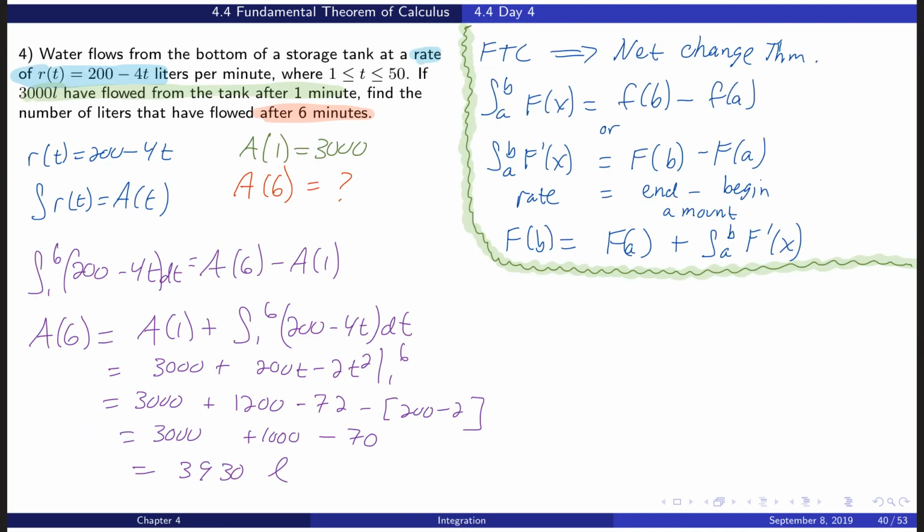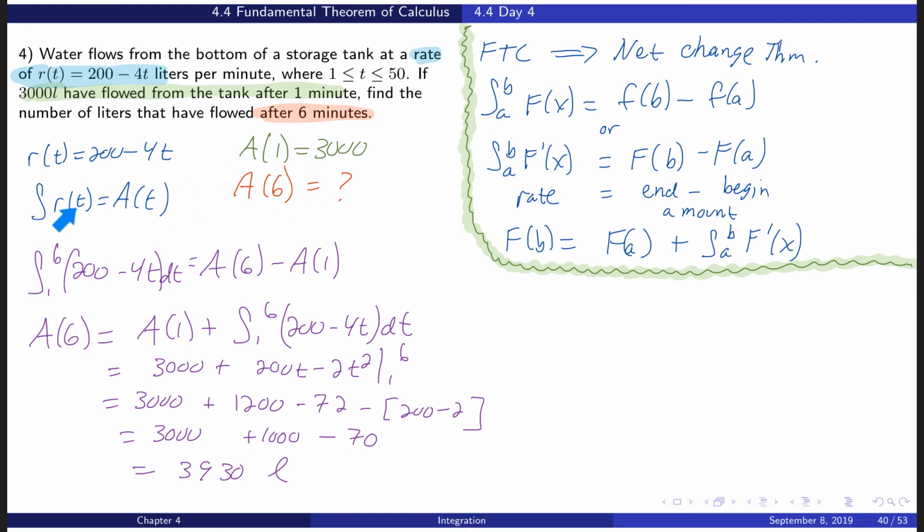The last slide here is an example of the net change theorem. Water flows from the bottom of a storage tank at a rate of 200 minus 4t liters per minute. That's important. That's a rate. If 3,000 liters have flowed from the tank after 1 minute, that sounds like a starting amount. Find the number of liters that have flowed after 6 minutes. So we're given the amount after 1 minute, and we're asked to find the amount after 6 minutes. How do I find an amount?